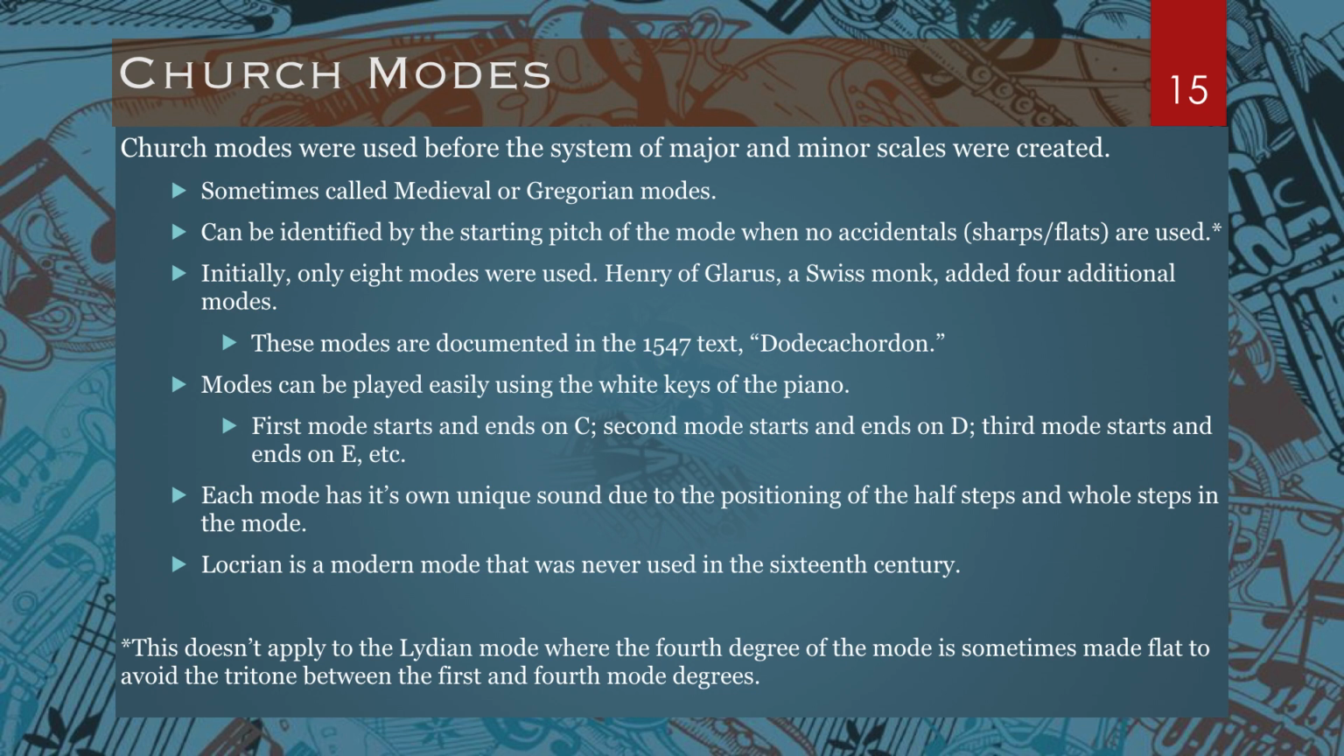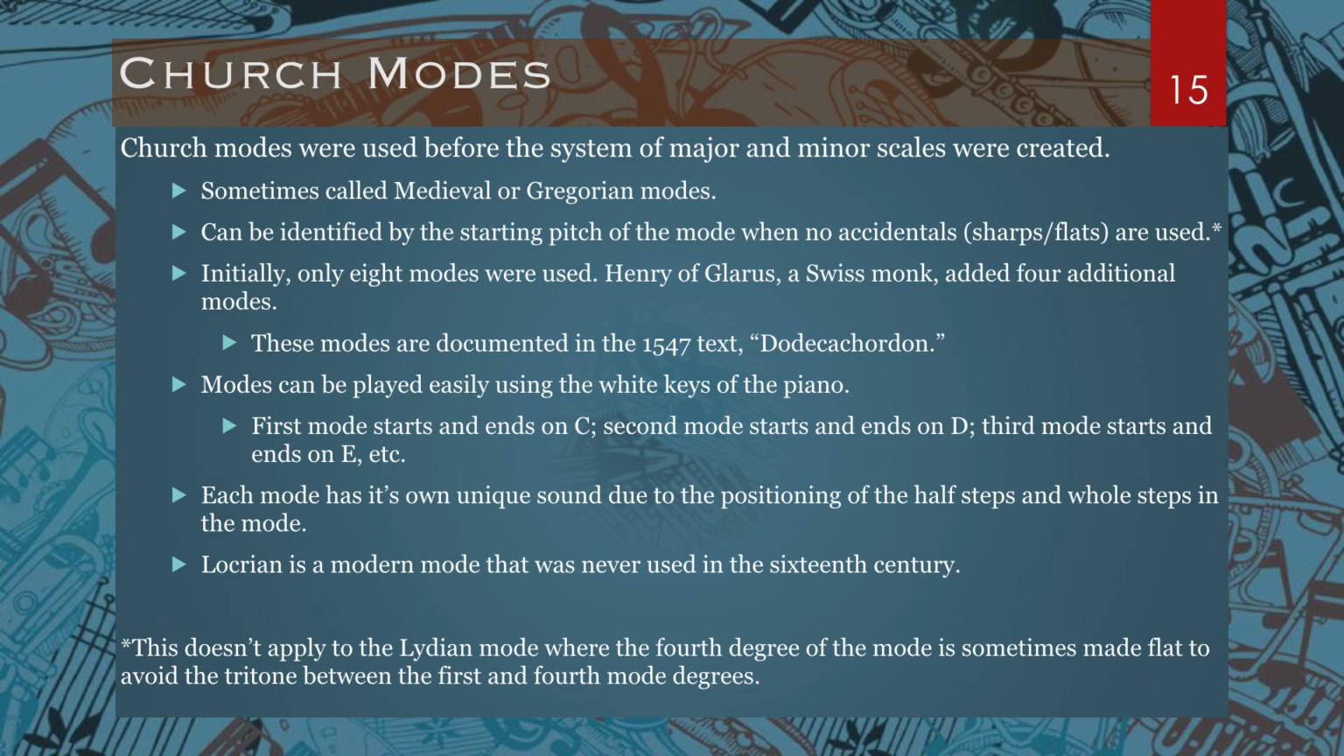Initially, only 8 of the modes were used. Henry of Glarus, a Swiss monk, added 4 additional modes later on. These modes are documented in a 1547 text known as Dodecachordon. It's an important text. It really lets us know where the concept of these modes came from, and it talks a lot about music theory of a more ancient time.